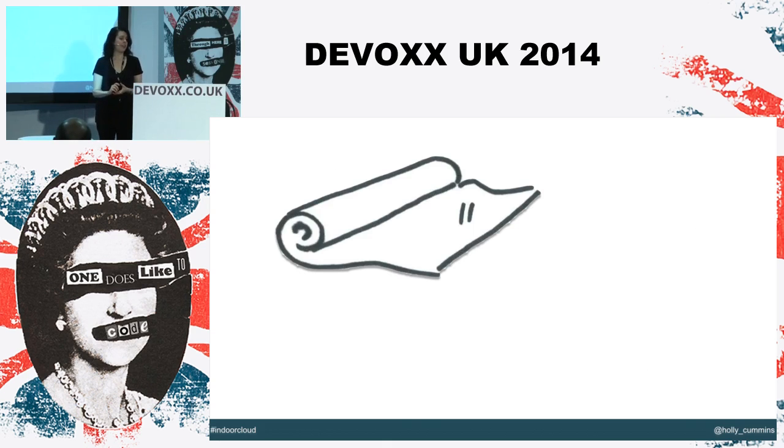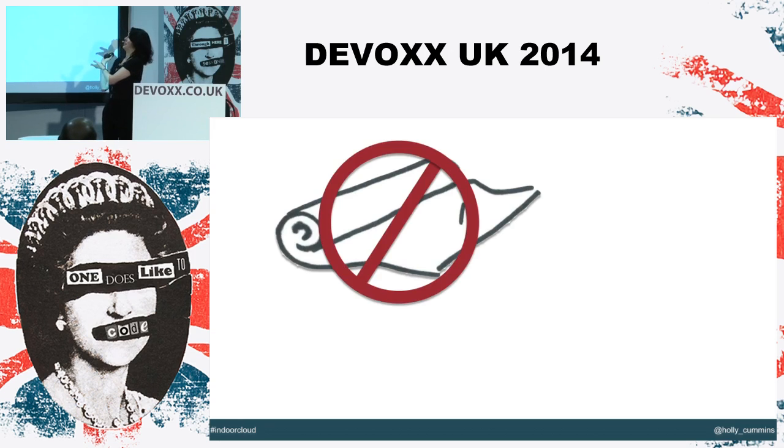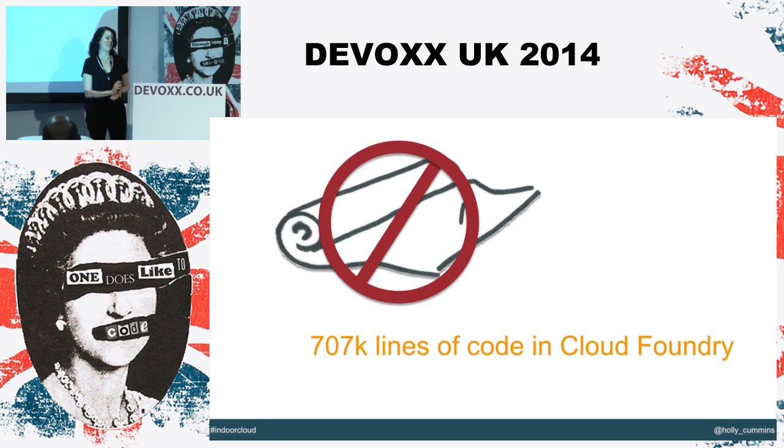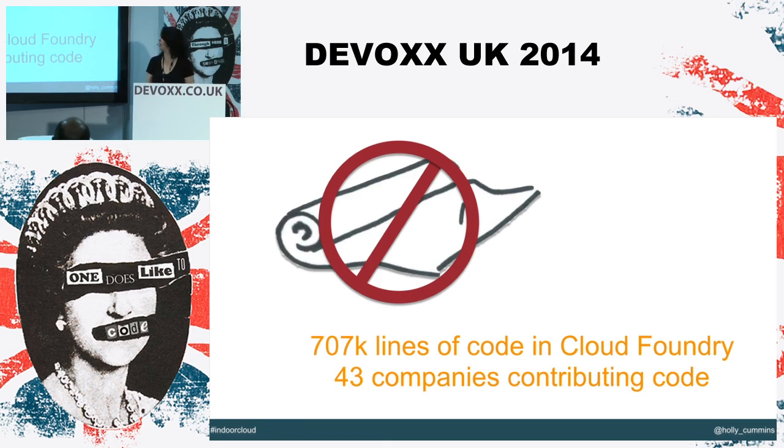One thing I would not advise, can anyone guess what I'm driving at here? I would not advise rolling your own. Cloud Foundry has 707,000 lines of code. I was in the 50 New Things in Java 8 talk this morning, and I think that means Cloud Foundry has even more code than the Java 8 implementation of ConcurrentHashMap. So it's a serious thing. There are 43 companies contributing code.